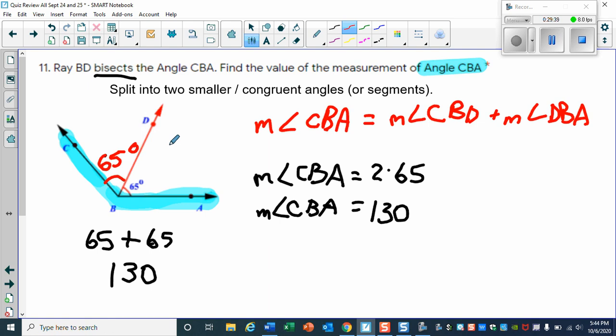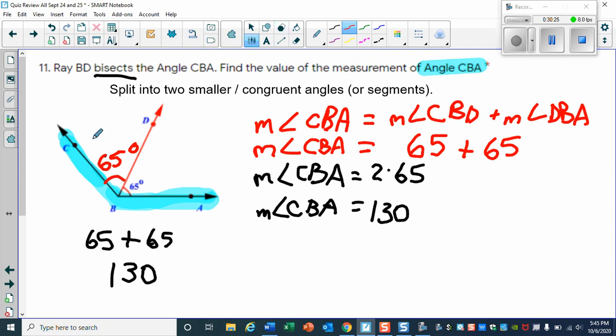So now what we're going to do is the following. Now we know that CBA is basically going to be the same as adding 65 plus 65. Or, I know some of you realize too, oh, can we just double 65? You can do that too. Yeah, you can double it. You get the same result. So 65 times 2 is 130. You can do that as well.